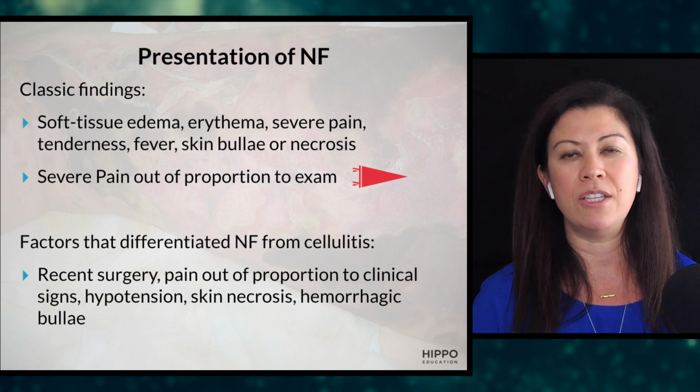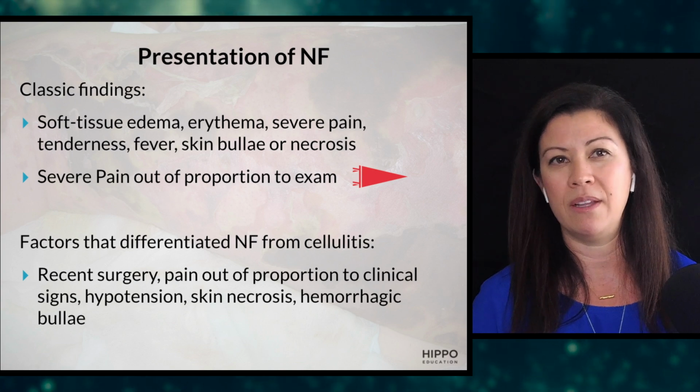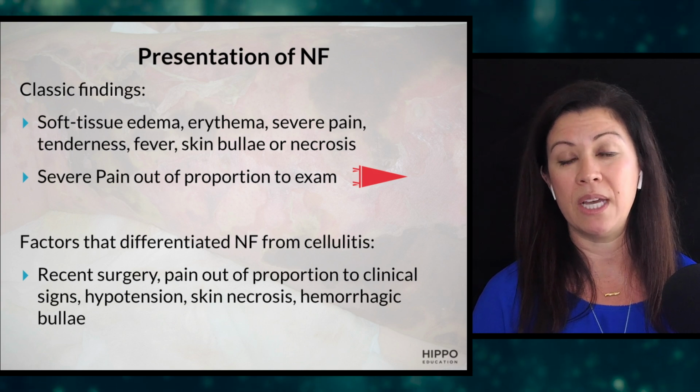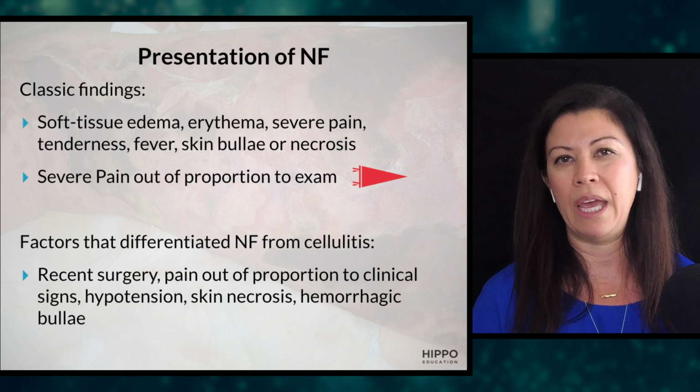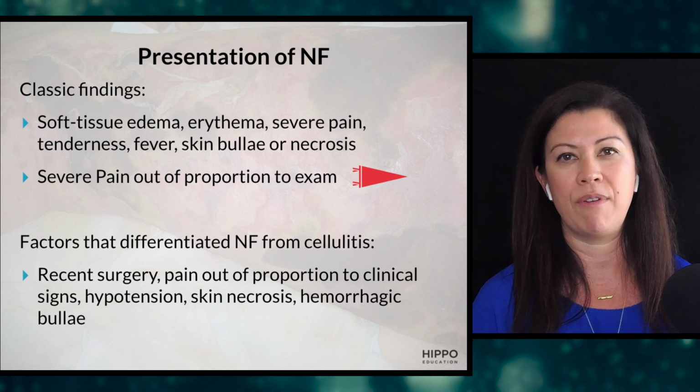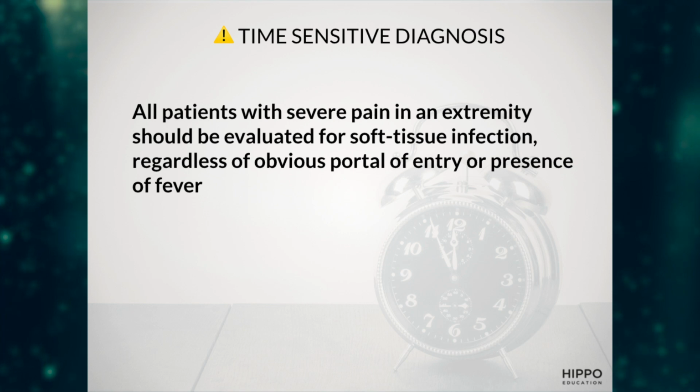And that's really one of the main differentiators from, say, other types of cellulitis. Particularly, like we talked about, if these patients are septic and hypotensive, they have that hemorrhagic bullae, they have that history of recent surgery, and they're otherwise healthy, then you need to be thinking necrotizing fasciitis as well. I've said this once, I'm going to say it again. This is a time-sensitive diagnosis.